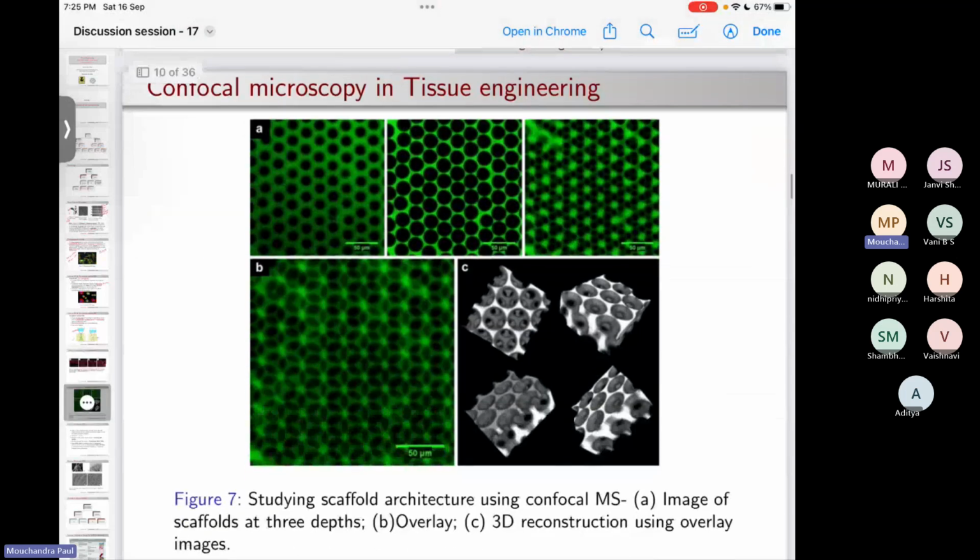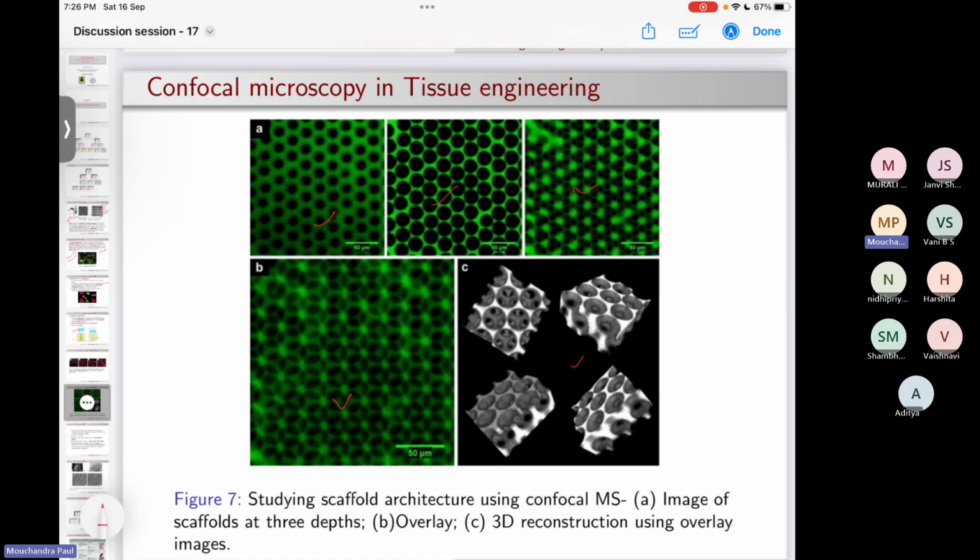Okay, this is another example where they have used confocal microscopy in order to see how the scaffold looks in different planes. This is plane 1, plane 2, plane 3. And when all these images are merged, they look like this. And they use this merged image to simulate and make this kind of a 3D model. Okay, so this is called 3D reconstruction.